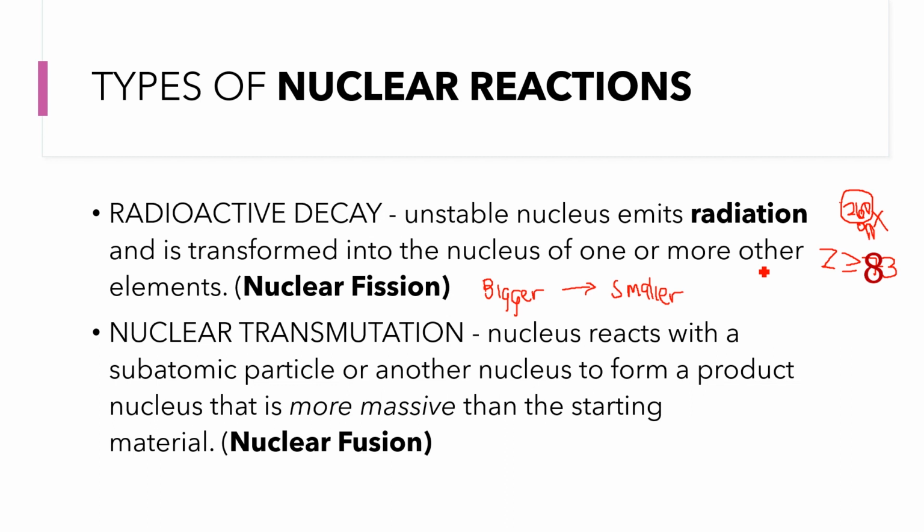So, also, we have the nuclear transmutation. So, nuclear transmutation is you start from small to big. So, this is some sort of a combination. Pagka nag-combine yung isang nuclide mo with the subatomic particle or another small nuclide, they tend to form big nuclide.